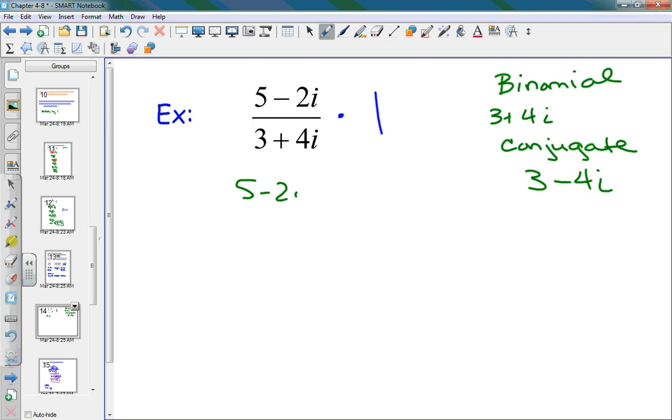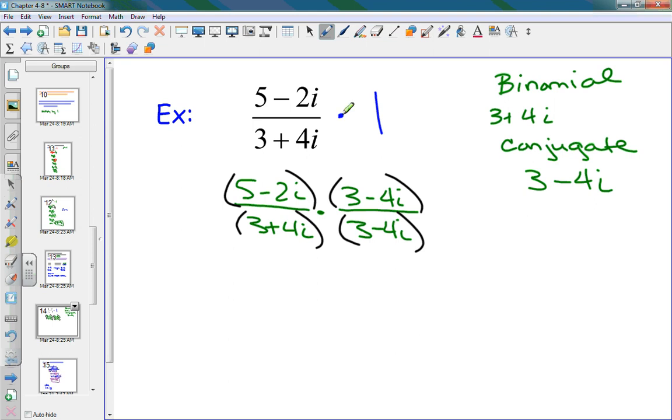So I have 5 minus 2i over 3 plus 4i times 3 minus 4i over 3 minus 4i. And then simply put parentheses around every single thing. What do you think you're going to do at the top? Marry them by multiplication. So you're going to FOIL. 5 times 3 is 15. 5 times minus 4i is minus 20i. Inner is going to give me minus 2i times 3 gives me minus 6i. And last, minus 2i times minus 4i gives me positive 8i squared.